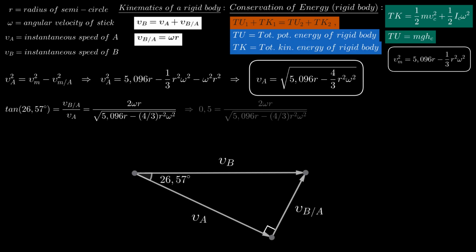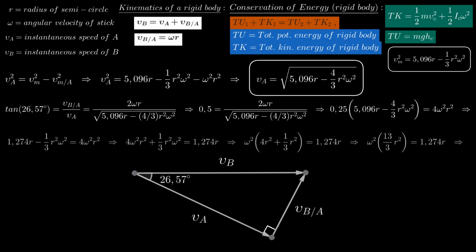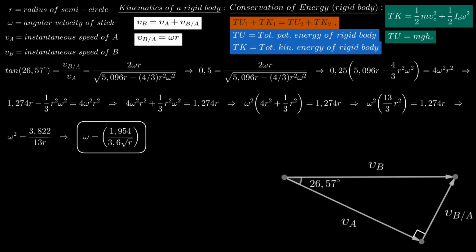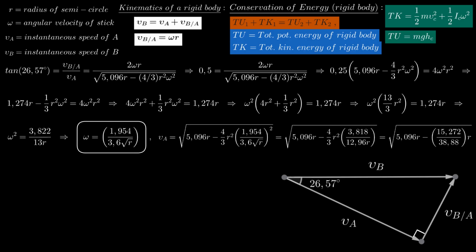And we solve for omega, and we do the calculations and all that jazz. And we end up with omega equals 1.954 over 3.6 times the square root of r. And we plug that in our u of a expression, and we end up with u of a approximately 2.236 times square root of r.